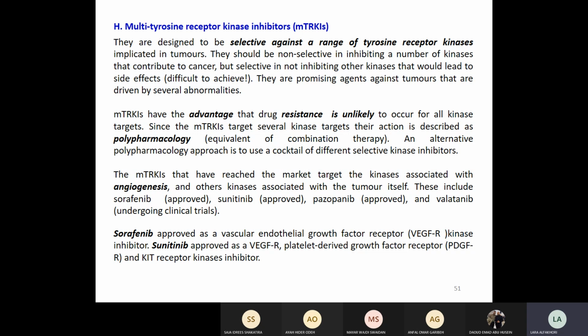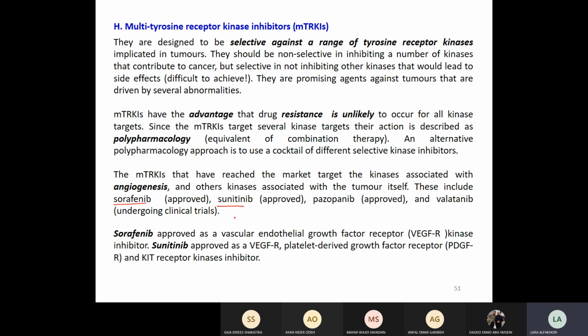acting synergistically. Okay? Of course it is a very great approach, but somehow when it comes to designing such drugs it's a hard task. It is very difficult to design a drug that binds to more than one kinase and is selective, so that it does not bind to what we call off-target kinases. But still there are a few kinase inhibitors that are considered multi-tyrosine kinase inhibitors that are FDA approved, such as for instance sorafenib and sunitinib and so on.